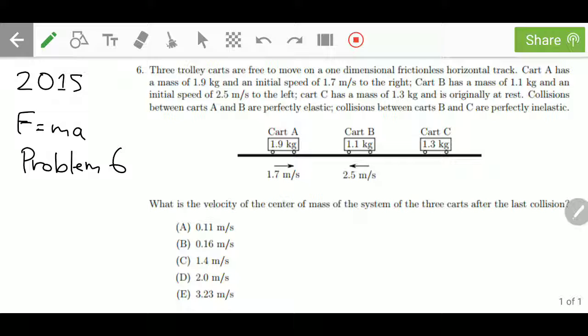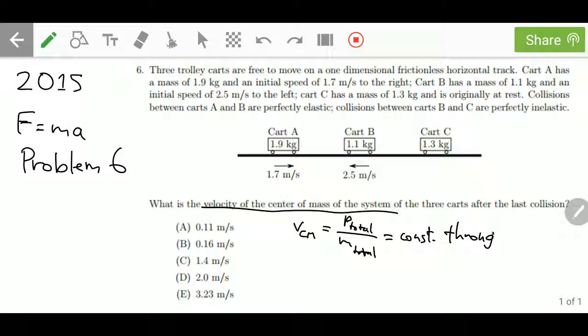And we're told to find the velocity of the center of mass of the whole system of the 3 carts after the last collision. So the key is that the velocity of the center of mass is just equal to the total momentum divided by the total mass. Now, by the conservation of momentum, each collision will conserve momentum, and so the total momentum is conserved. Also, the masses of the carts don't change, so M total is conserved. And so this is a constant throughout.